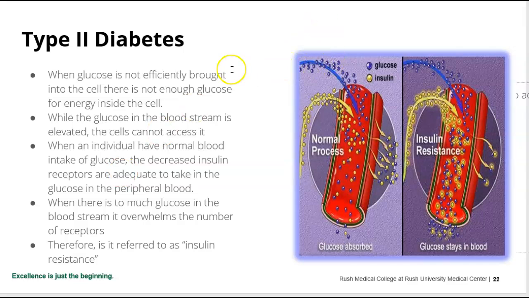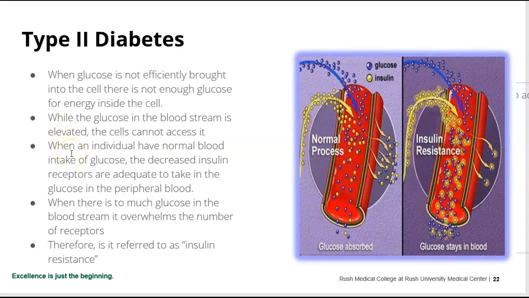So when glucose is not efficiently brought into the cell, there's not enough glucose in the cell for energy. That's actually a problem, because even though there's tons of glucose outside, the inside is craving more glucose.